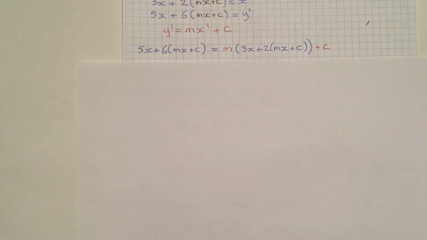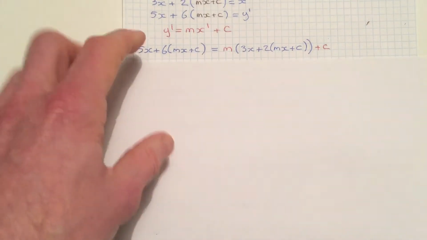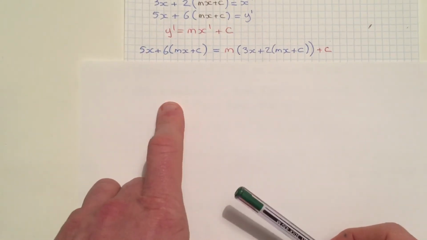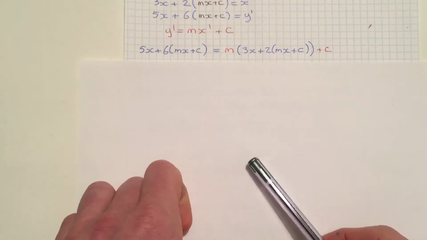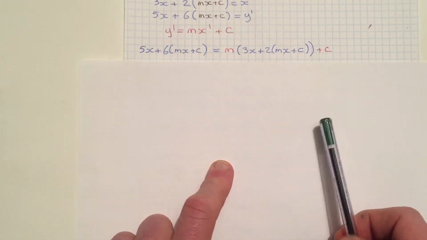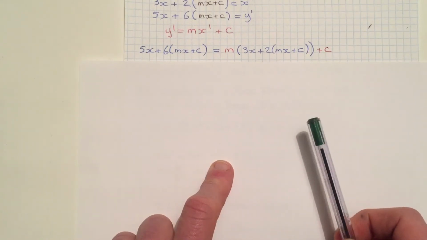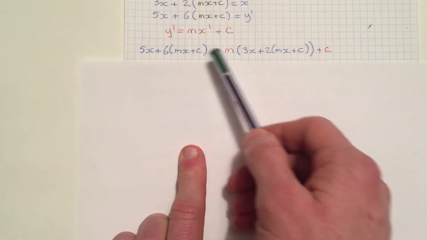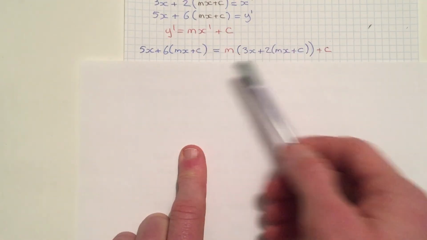Now, I should probably remind you of exactly what we're trying to do at this stage. We are trying to work out what m and c are, so that we know what the equations of the line y equals mx plus c should be if they are invariant. So I'm trying to find what m and c are in this equation.